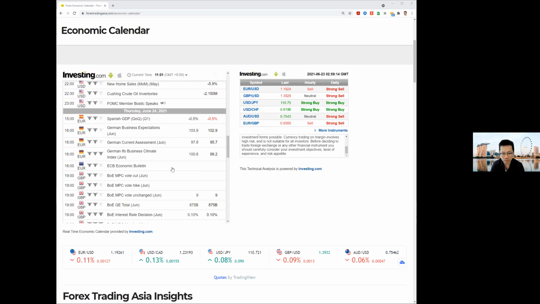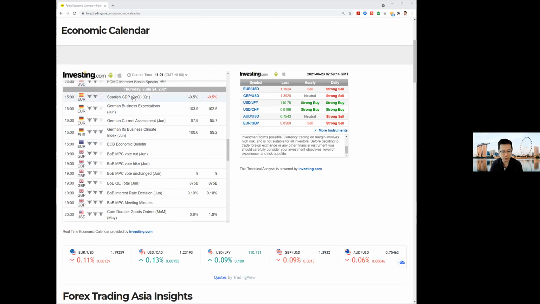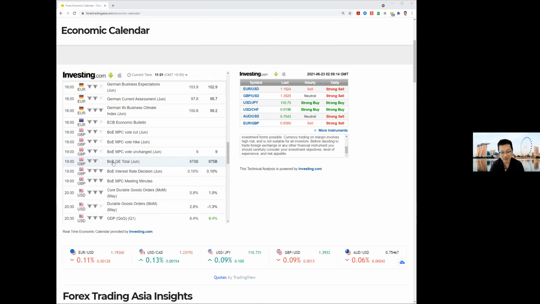But what I'll pay a lot of attention to is on Thursday, tomorrow, in the evening, 7 p.m. GMT plus 8 Singapore time, we do have the Bank of England, the BOE, interest rate decision. Most likely, we're going to see it hold at 0.1%, right? I think that the votes for unchanged will also be a 9. So no one's going to talk about cutting rates. I don't think any member is going to be talking about cutting rates or increasing rates.